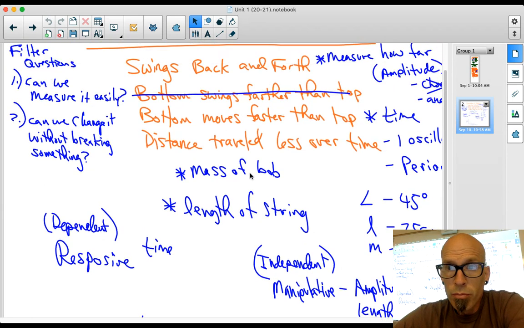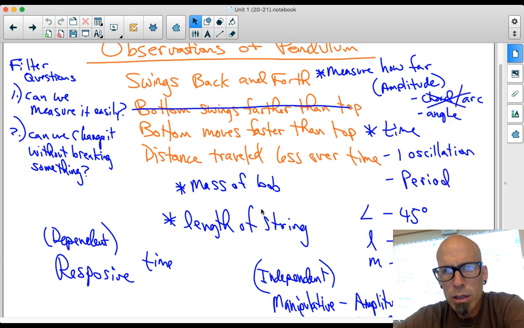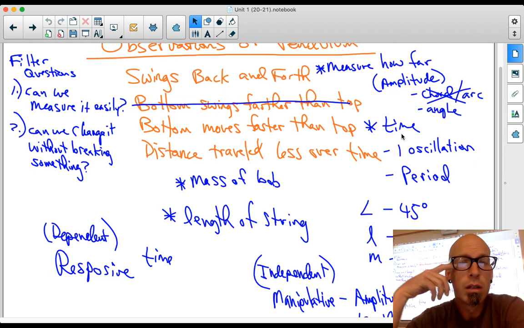So I asked, what are we going to do with these 4 variables? Like, what's the point here? What are we trying to find out? And the consensus was that the amplitude, the mass of the bob, and the length, all 3 of those, could affect how much time it takes for it to oscillate once.